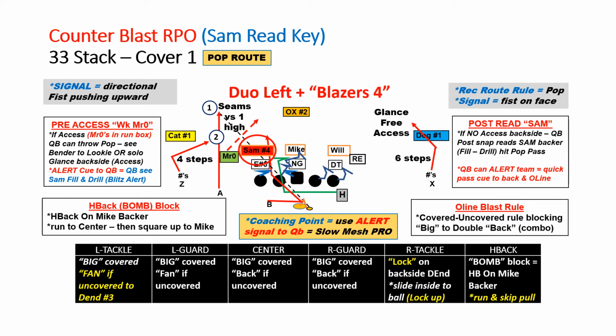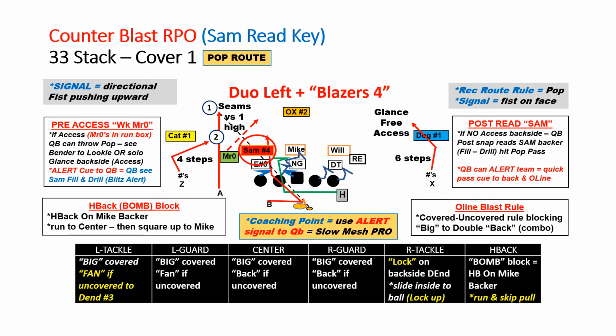Again, quarterback still wants to use his ANO, see if he has free access to the X receiver on the backside. If not, we want our post-snap read now the Sam backer. Again, he now is stacked over our left tackle since we're running this to the left. Again, if he fills, we look to drill the A receiver on the bender read or the looky route underneath.